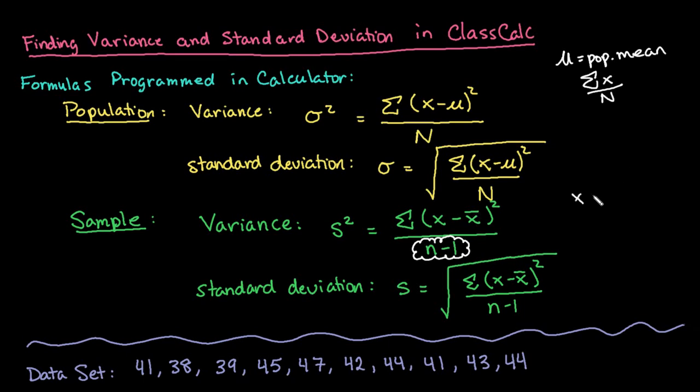X bar, if you recall, just means the sample mean, and it's found the same way. It's just the sum of all the values divided by the number in the sample. We use a capital N, or at least some textbooks do, for the number in the population, and the lowercase n represents the number in the sample. Not all textbooks do that, so if it looks a little bit different in your textbook, that is okay.